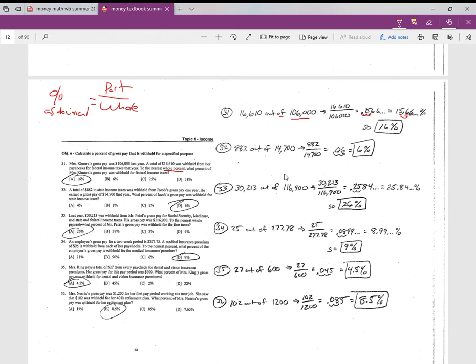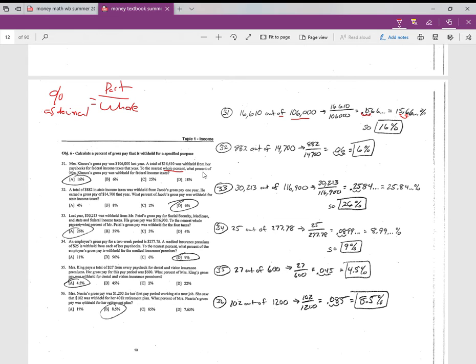Let's do at least one more here. Number 32, a total of $882 in state income tax was withheld from his gross pay in 1 year. He earned $14,700. What percent of the gross pay was withheld?